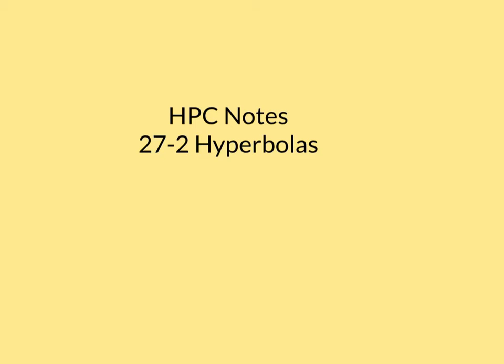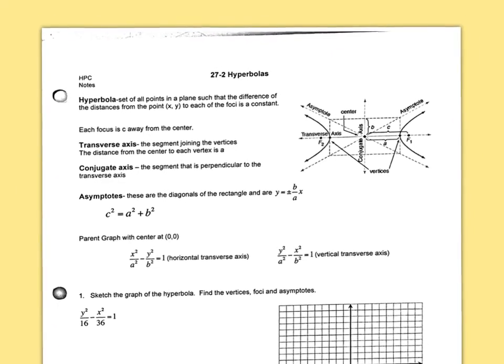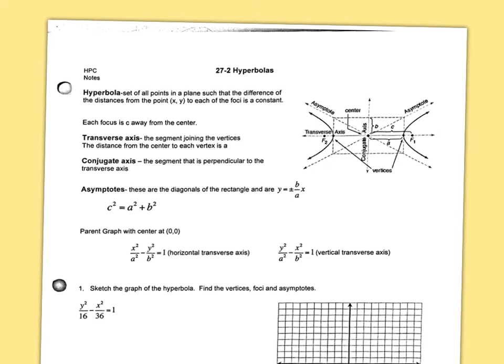Last conic section, hyperbolas. A hyperbola is just an ellipse turned inside out. So if you can imagine an ellipse, and we basically cut it, and then we flip it on itself. So the problem is, how do you draw the graph?